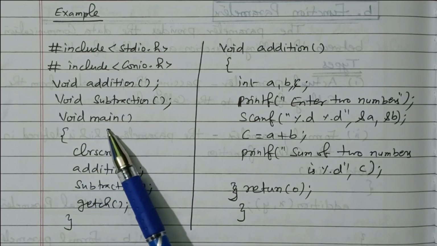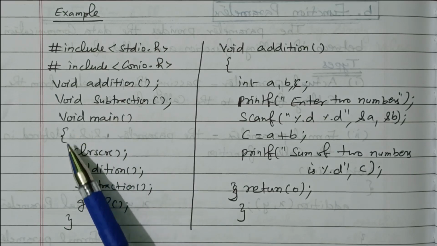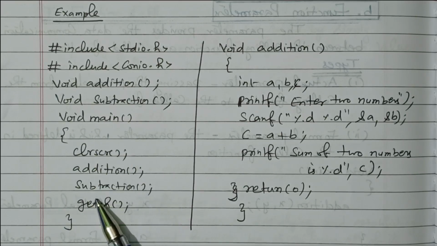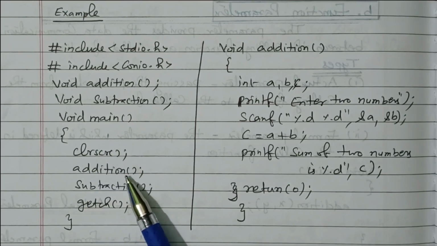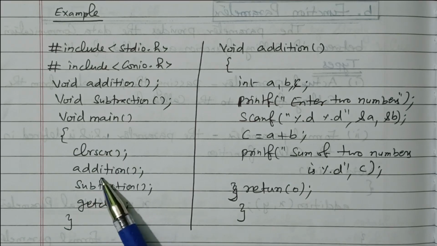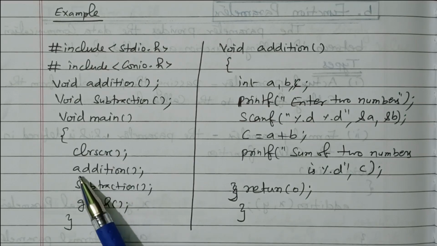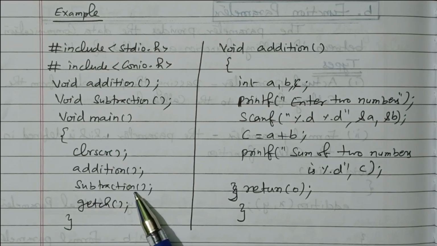Now we start the main, void main, opening and closing parenthesis. Within that we have a set of instructions. After clear screen, there is addition. What is this? This is called addition, meaning we are calling this function. Similarly, subtraction. Other than that, a lot of instructions will be there, but they are not shown in the program. Only the function calling is shown in this program.